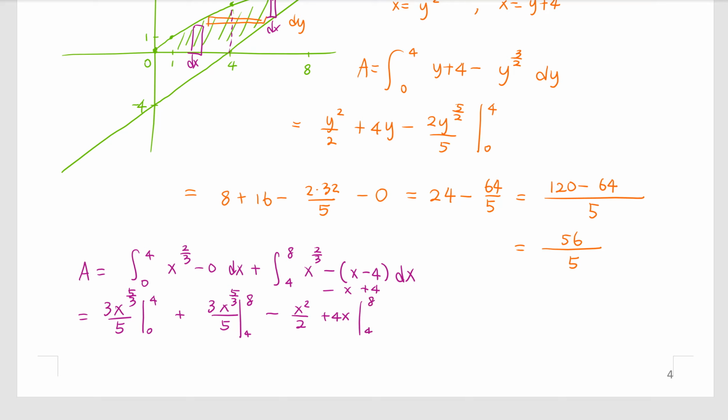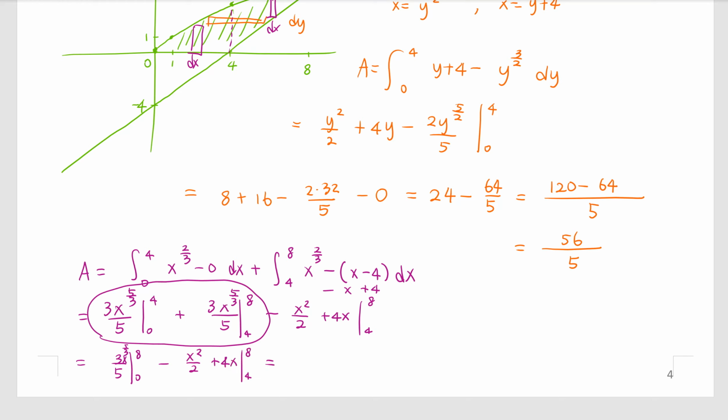So look at this. You evaluate from 0 to 4, and then evaluate from 4 to 8. It's the same as you evaluate from 0 to 8. Okay, so this can save us a little more time here. Okay, and this is 4 to 8.